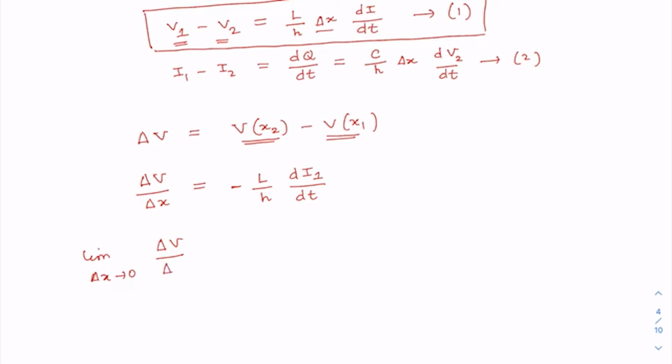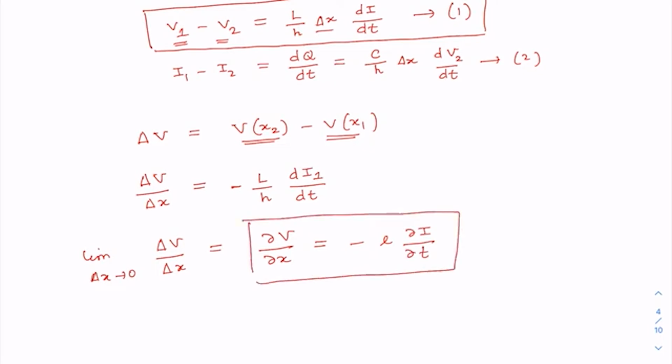Now in the limit delta x tends to 0, we can write del V by del x, and that would be equal to minus L by H. Let me write it as small l now. I have del I del t. Okay, so let me term it as equation number 3.